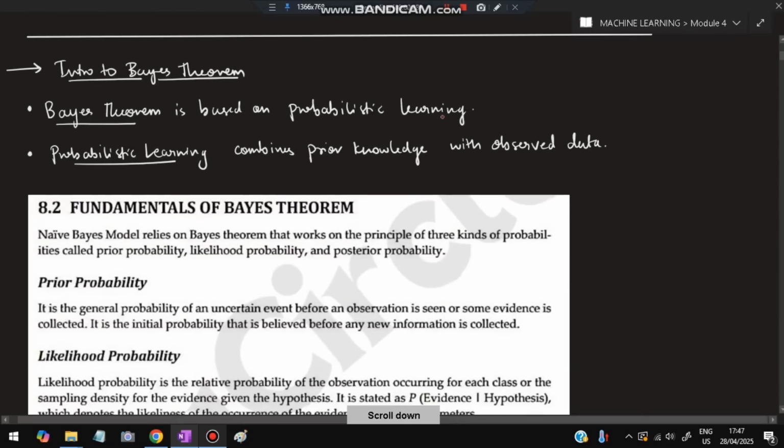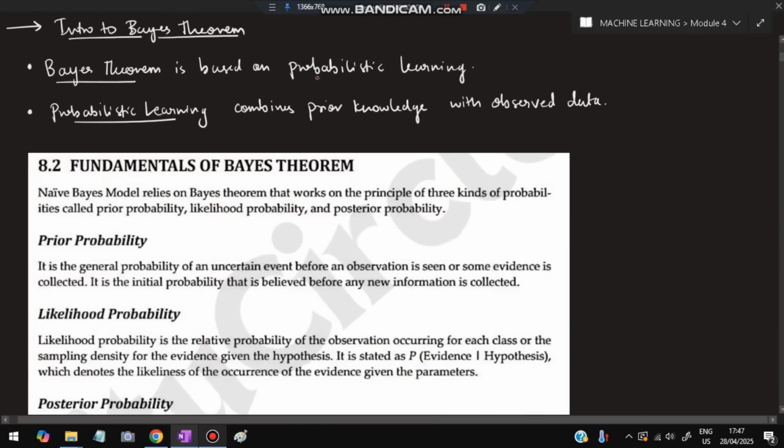Now, the first topic is introduction to Bayes theorem. Bayes theorem is based on probabilistic learning. Based on probabilities, you'll be learning something. Probabilistic learning combines prior knowledge with the observed data. We know something about a thing, and by observing this, we know something more. By using these two, we'll be predicting the behavior of this. That is called probabilistic learning.